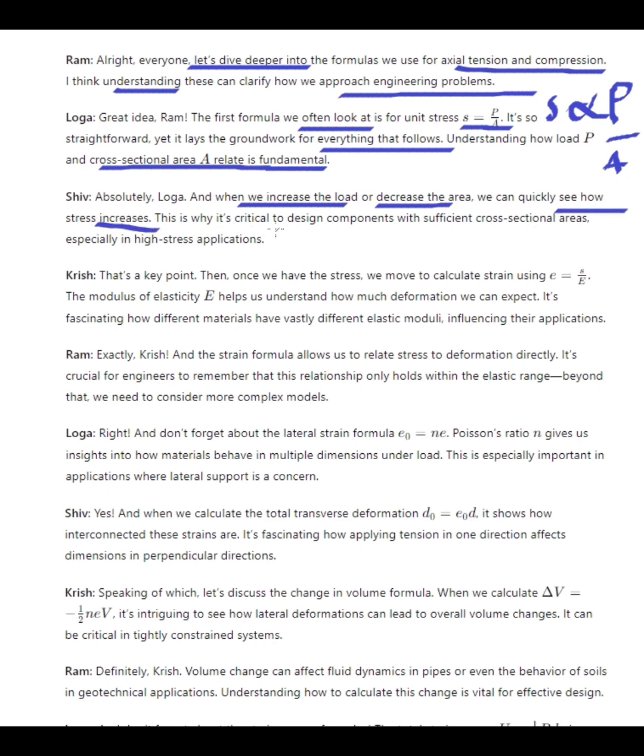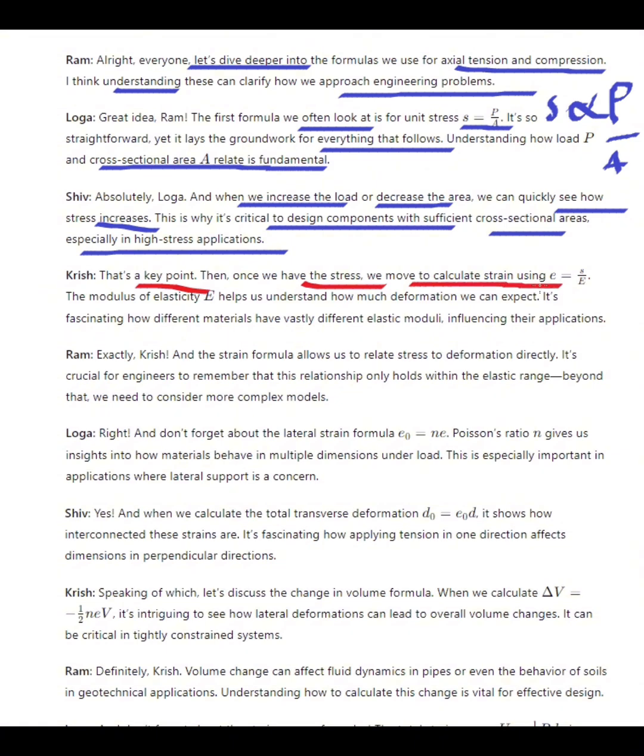This is why it is critical to design components with sufficient cross-sectional areas. If components don't have sufficient cross-sectional areas, it's a problem, especially in high stress applications. That's the key point. Once we have the stress, we can move on to calculate the strain.